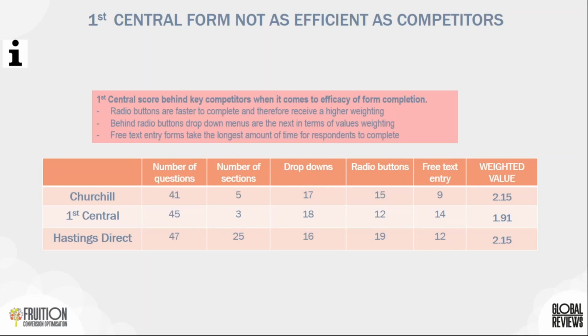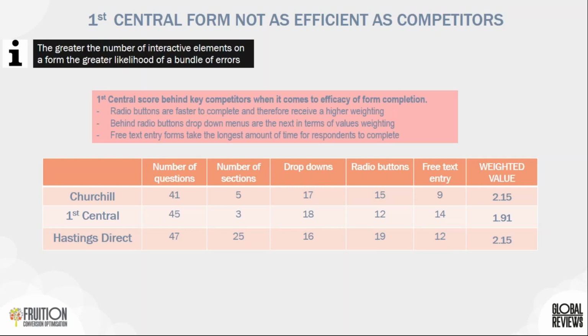What we can see here is the number of drop-downs on each of the different providers, the radio buttons involved, and the free text entry questions. First Central have a greater proportion of free text entry questions and a smaller proportion of radio button questions against their overall number of questions, and this gives them a weighted value which is lower, which is negative, than their competitors. So from an effort point of view, First Central's effort is greater because of the question types that they're using.